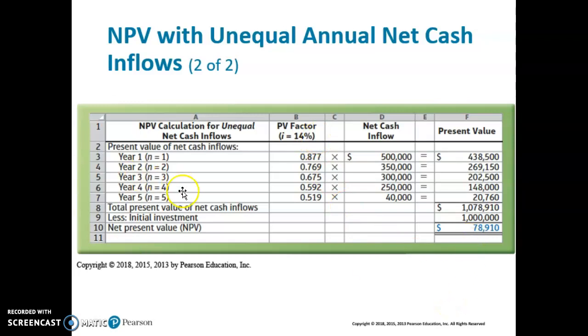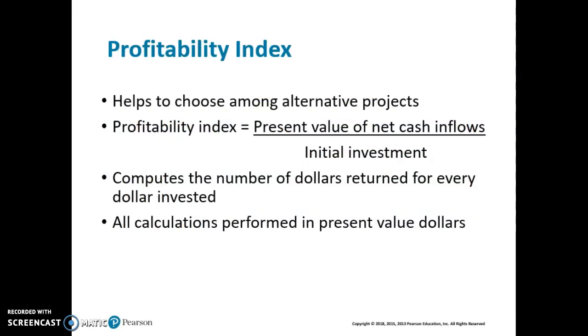So with unequal cash flows, you've got to put down each year individually, and then multiply it times the present value factor for that year. So this would be in year 1, 2, 3, 4, and 5 at 14%. And again, it's the present value of a lump. It's not an annuity because the amounts differ year by year. Okay, and the next one we'll look at is Profitability Index.